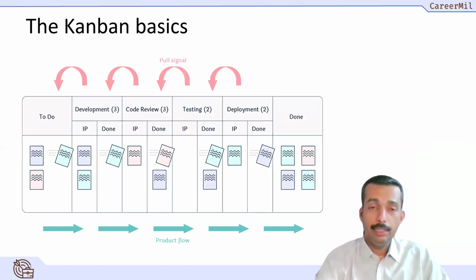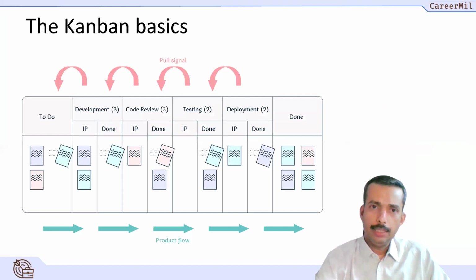You will also notice that there is this in progress and done, and it is a pull signal, right? So what happens is that it does not move from in progress in development to in progress in code review just like that. What's the criteria? So you also see some numbers in brackets. Those are called the work in progress limits. Each of these workflow stages do have a capacity limitation based on the number of experts who can handle those workflow stages.